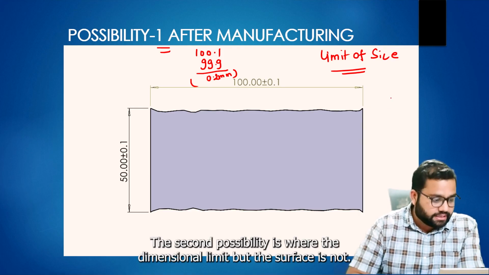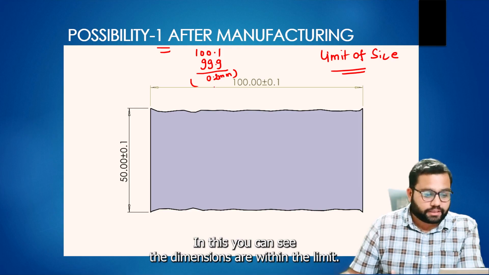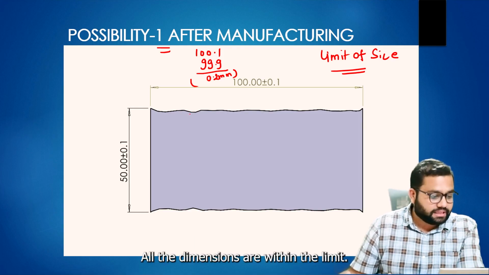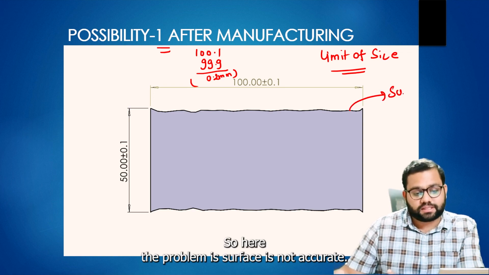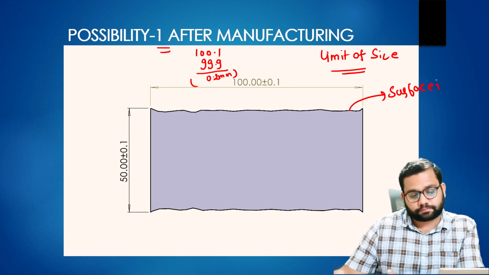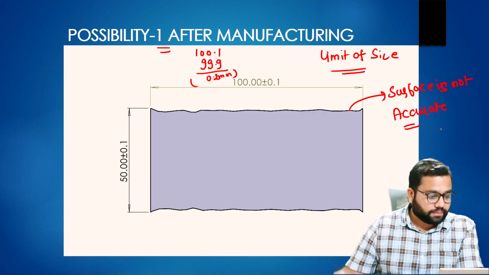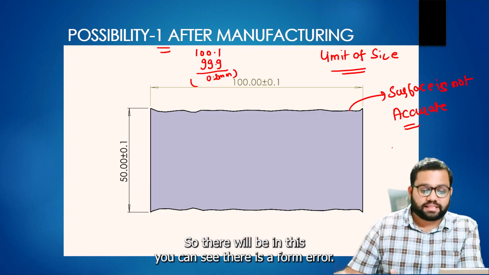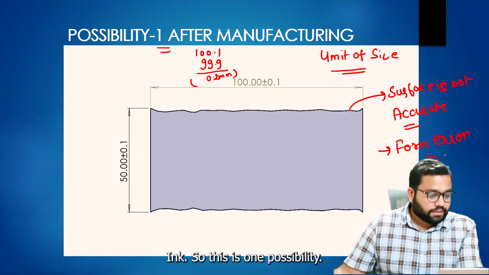The second possibility is where the dimensions are within the limit, but the surface is not accurate. In this you can see all the dimensions are within the limit, but the surface is not accurate. So here the problem is that the surface is not accurate, and there is a form error. So this is one possibility.